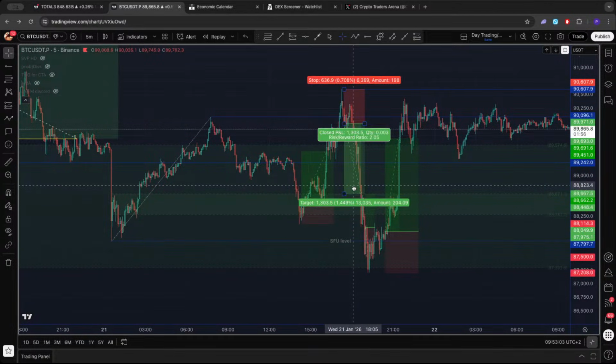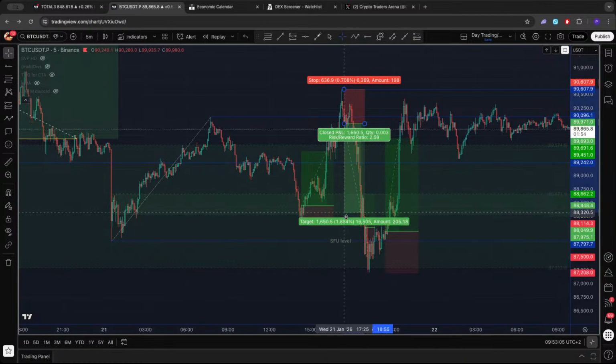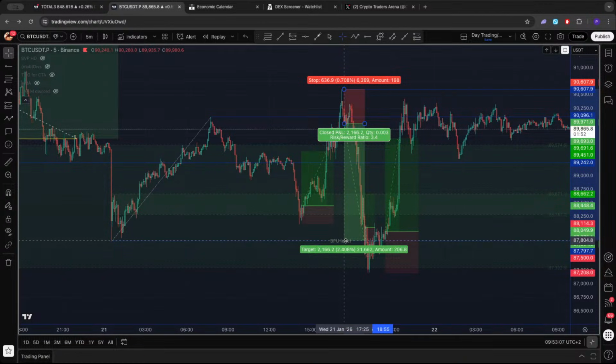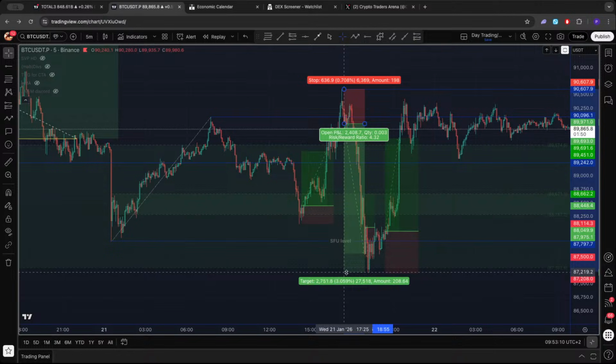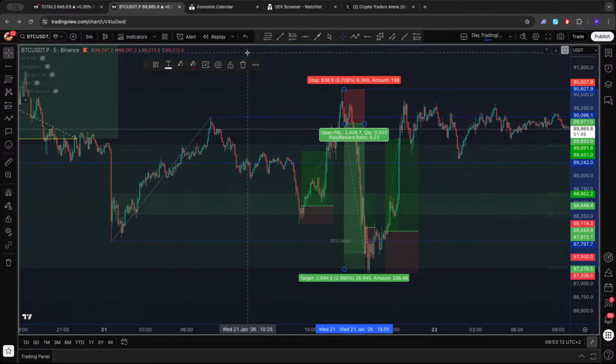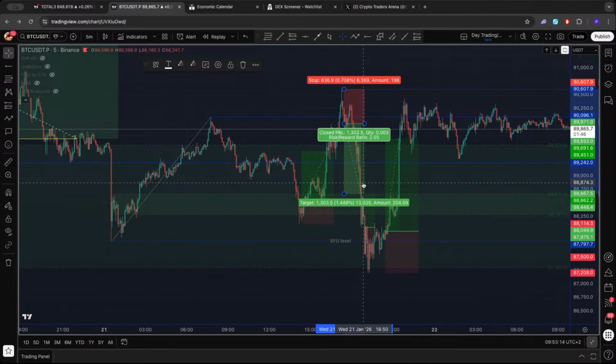Yeah. 2 to 1, 3 to 1. We hit 3 to 1, even more than that. Look at it. If we put all the way down, it's 4 to 1. Yeah. So we made money with that trade.